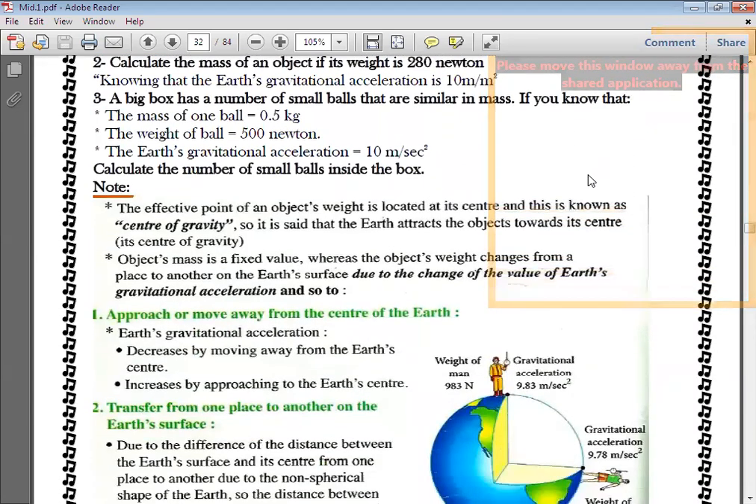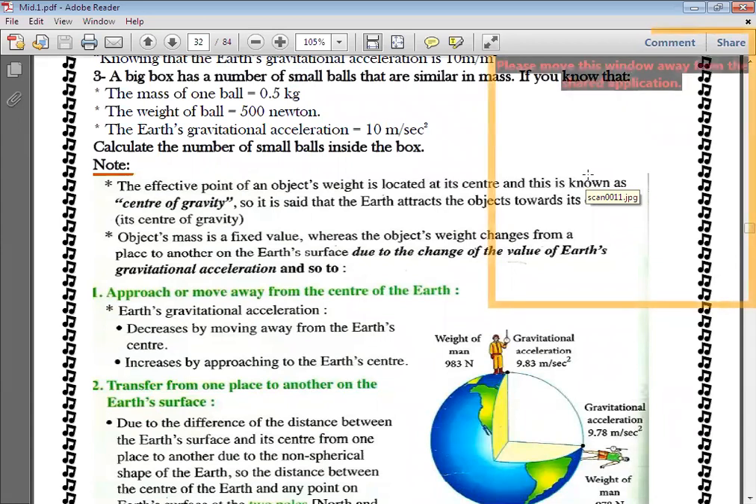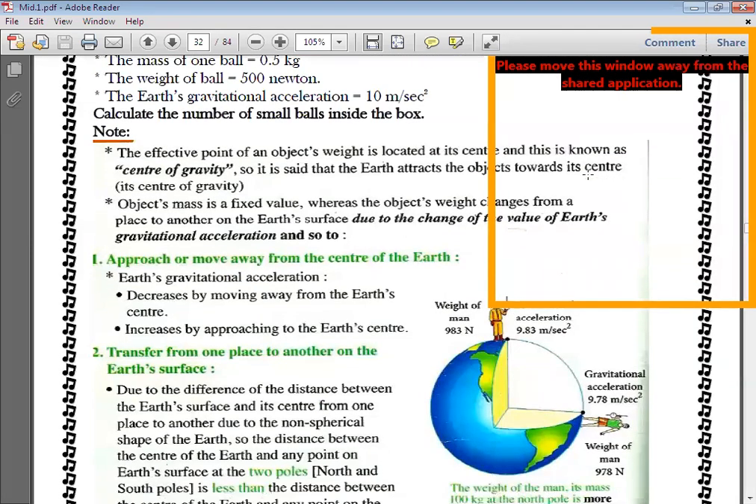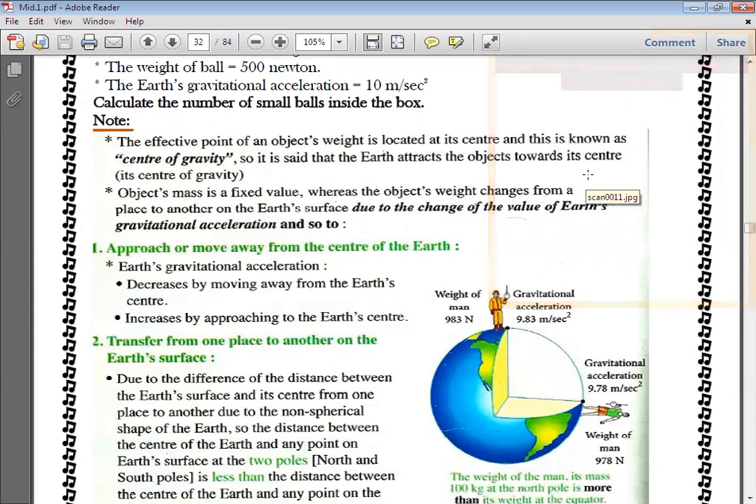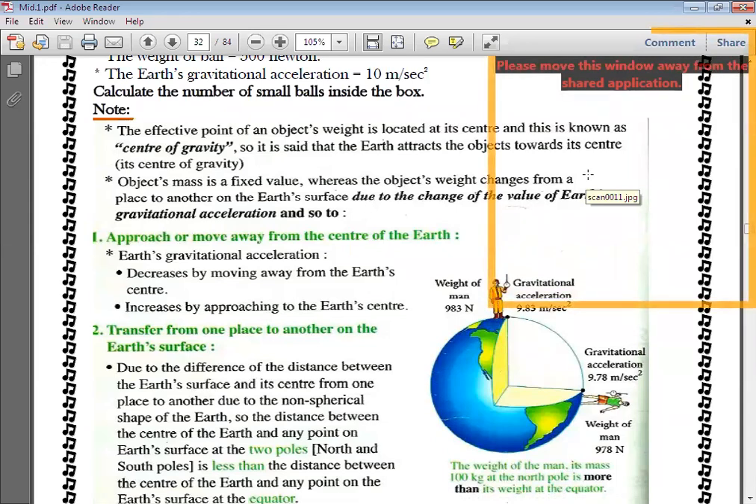When you approach or move away from the center of the Earth, what happens to the gravitational acceleration? When you move away from the Earth, the Earth's gravitational acceleration decreases. When you move towards the center of the Earth, the gravitational acceleration increases. Okay? When you move from one place to another on the Earth's surface, the gravity and the weight change. Why? Due to the difference in the distance between the Earth's surface and the center from one place to another, because the Earth has a non-spherical shape.